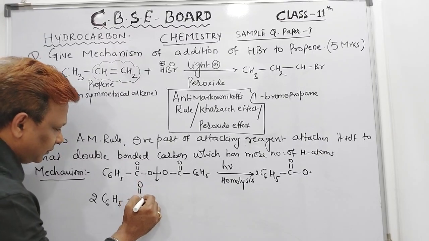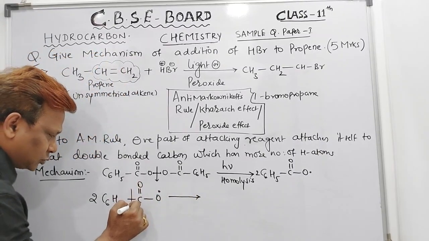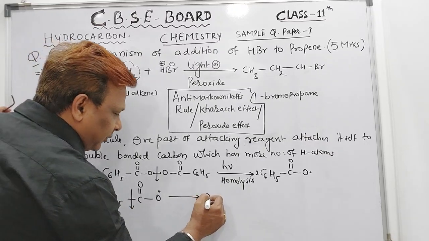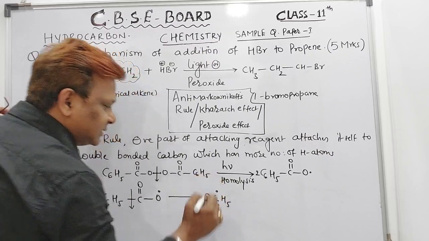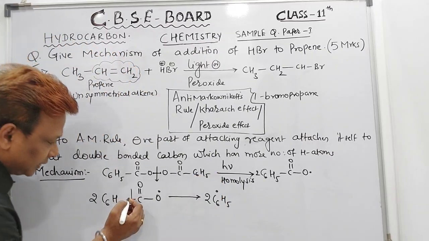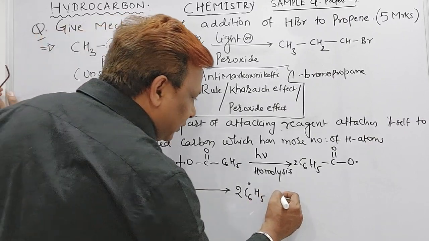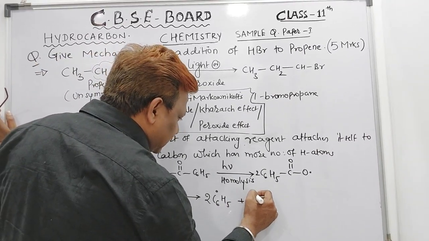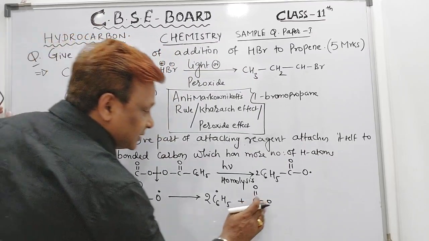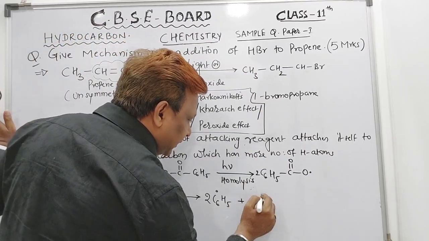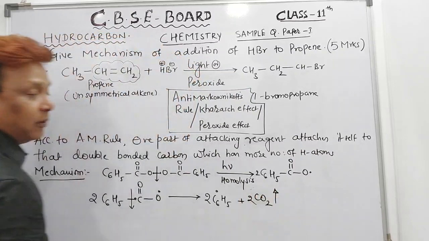C6H5 C double bond O radical, beta. It also undergoes homolytic cleavage and forms 2 moles of C6H5. Carbon is having a free radical. But the radical over the carbon and the radical over the oxygen will make the double bond, C double bond O, called CO2. Instead of that, we can directly write CO2 here. How many? 2 moles of CO2 came out.